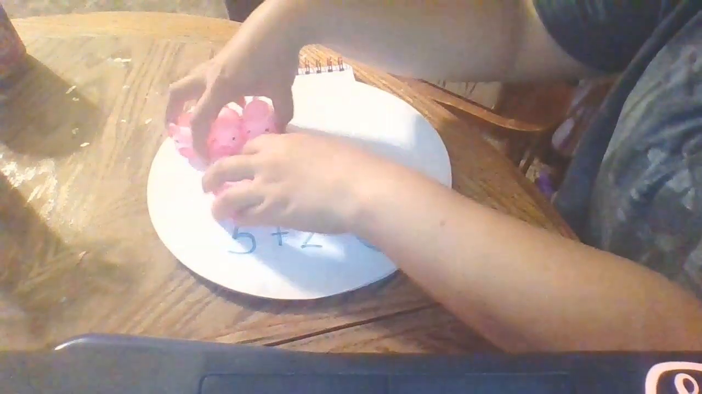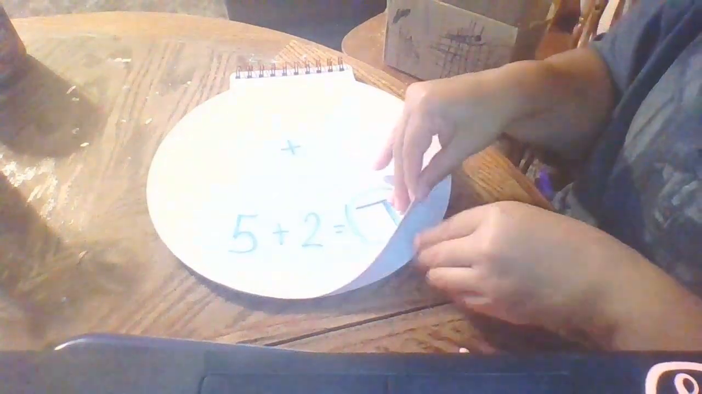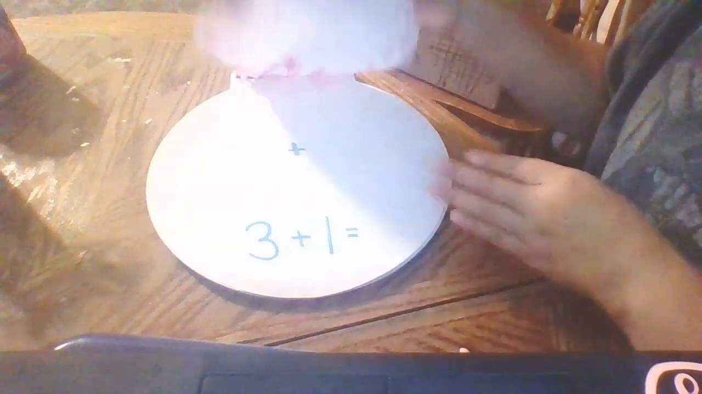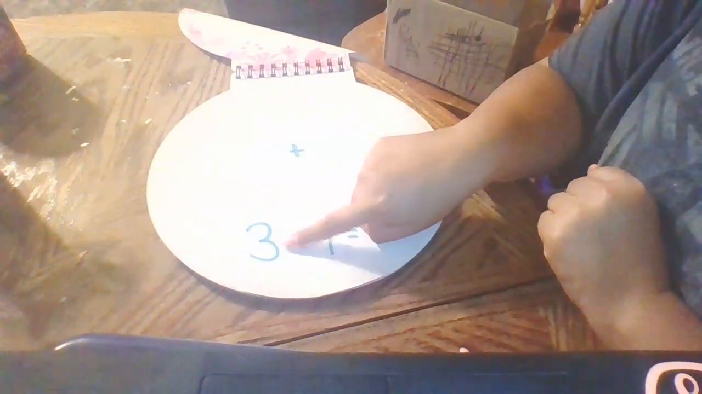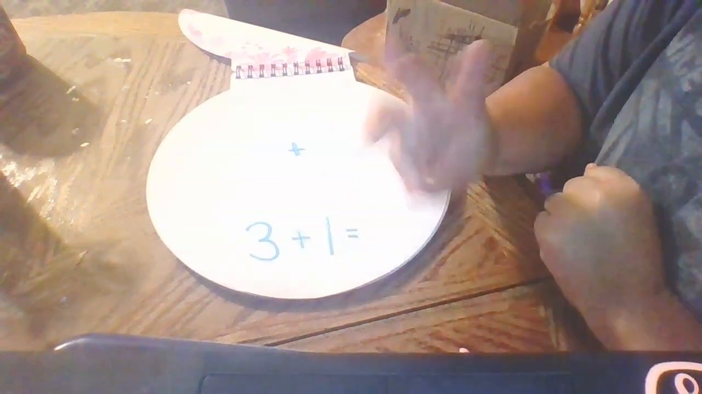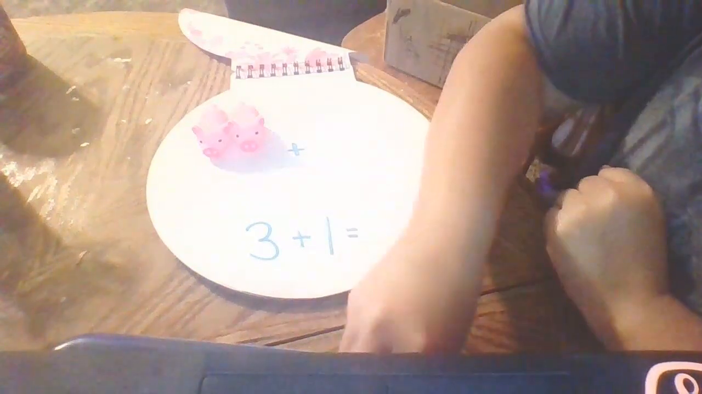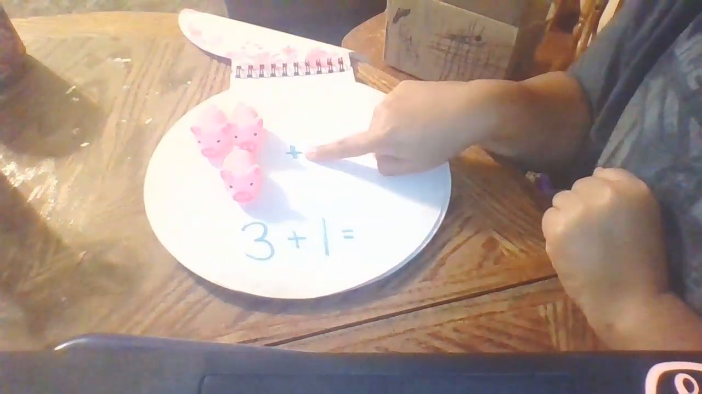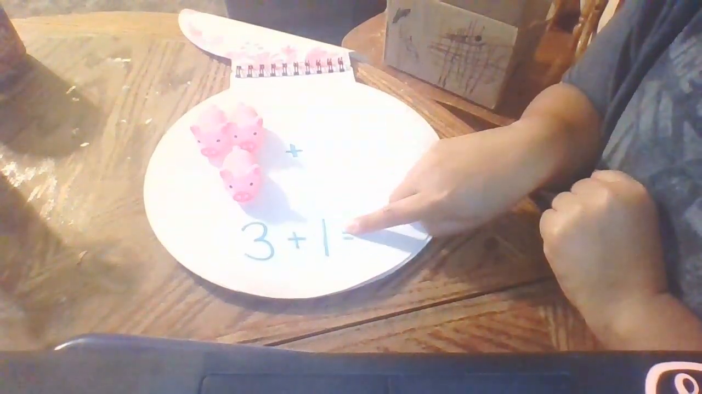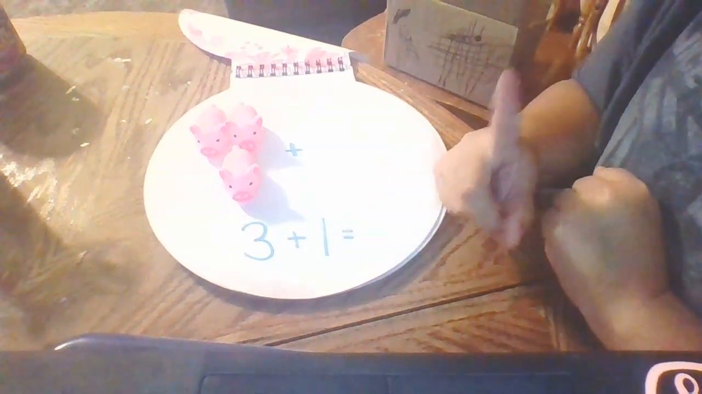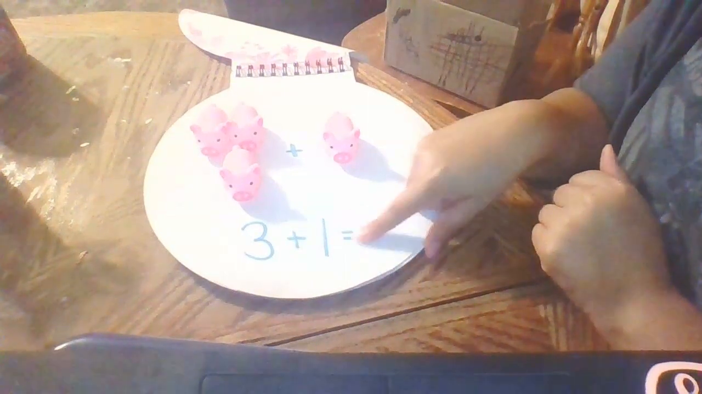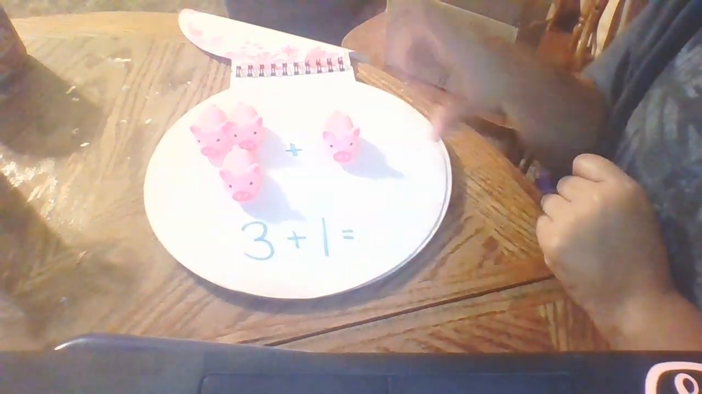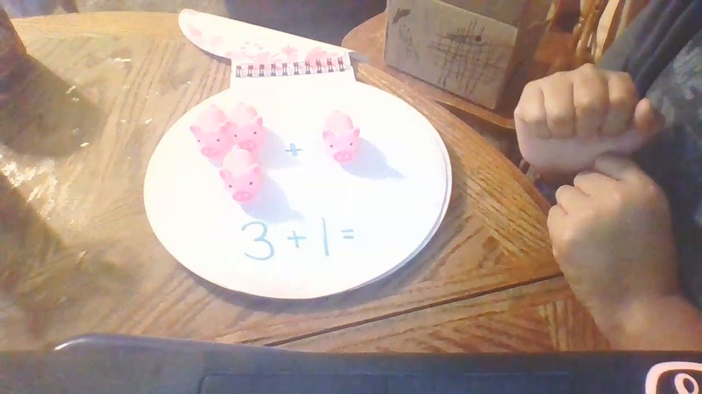Now let's take a look at another equation. Let's move on to the next one. Now this time we're starting off with how many pigs? 3 pigs. So we need to put 3 pigs up here. 3 pigs. And we need to add how many more? 1 more. Now we need to figure out how many are all together. So that means we need to count and see how many are all together.